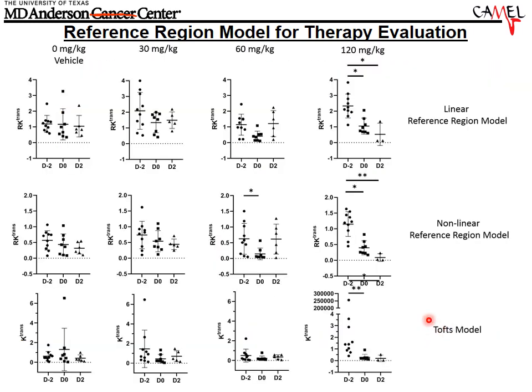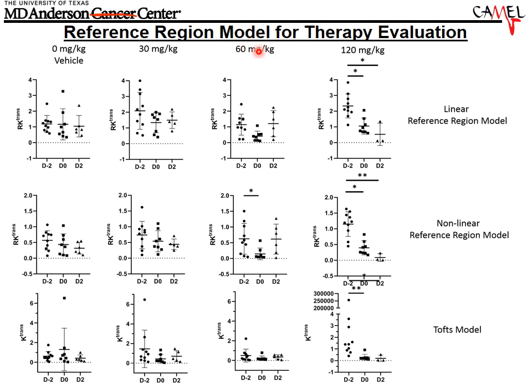So there's a lot of data on this slide, but I would just like to point out that at high drug dose, we saw a durable decrease in the relative K-trans measurement using the linear reference region model, and then also to some extent the nonlinear reference region model as well. The TOFS model, the standard model, did not work out very well at all.